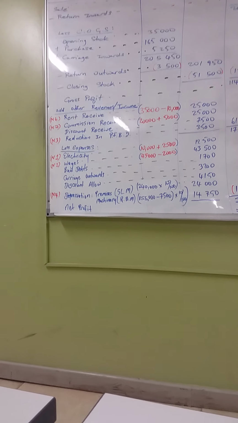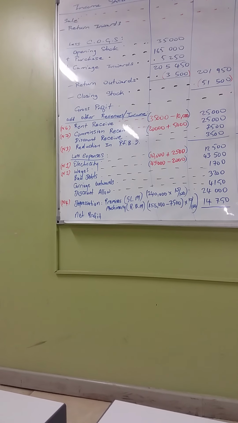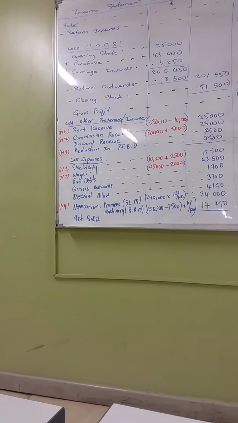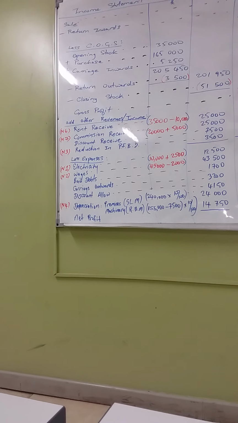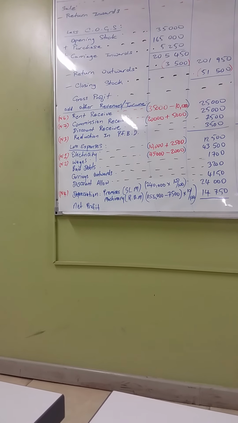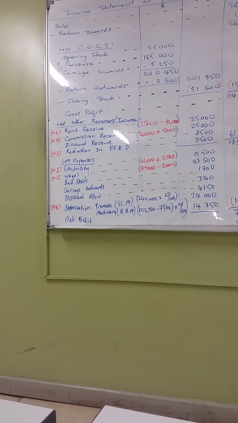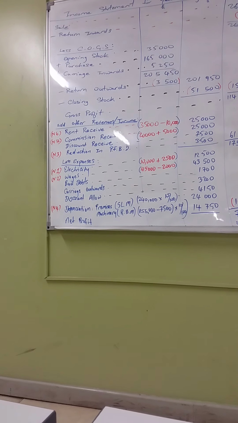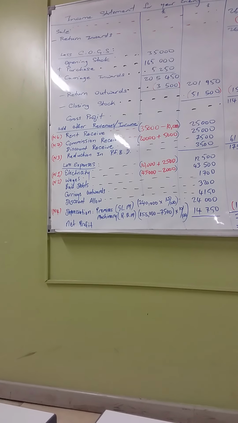Then we move into our expense section. So we're going to list our expenses, first of which we have electricity. Electricity in the trial balance was $10,000. But if you look at note 1, electricity as it relates to note 1 was owing of 2,500.